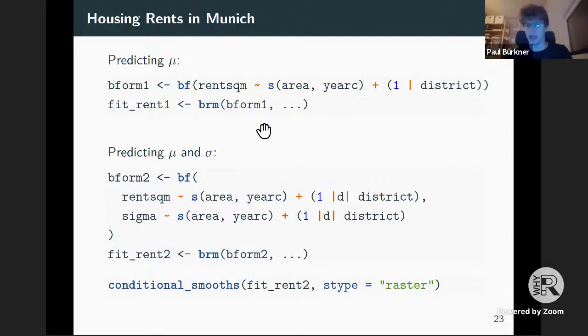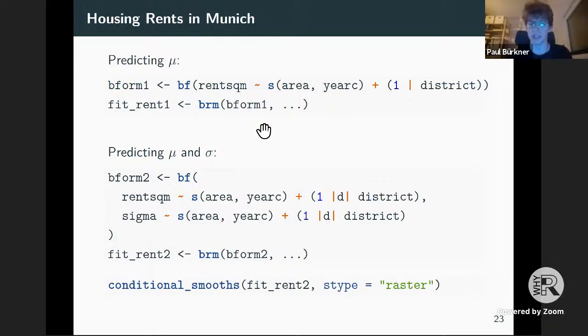But what you can now also do in BRMS is not only predict the mean of the likelihood, the mean of the response distribution, but also predict auxiliary parameters of the response distribution. For example, in Gaussian models, the residual standard deviation sigma. So for example, in some districts, there may be more variation between observations than in others. And if that variation is not explained by the model, it remains as variation in our residuals. And this is something we want to take into account. That is, BRMS allows for distributional regression, where you not only predict the mean, but all parameters of your likelihood.